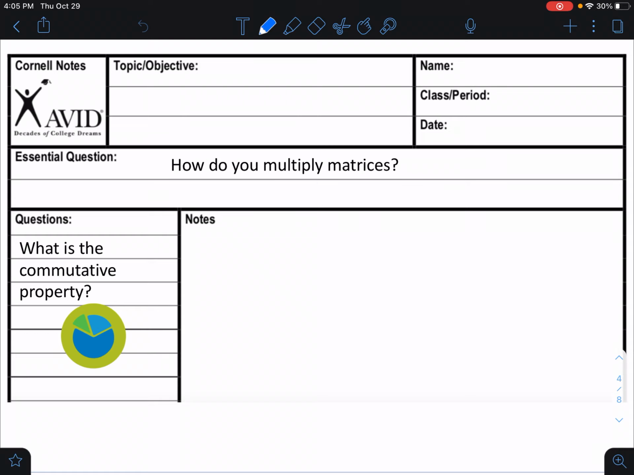So you guys know that if I take and multiply 5 times 2, we get 10. And if I flip that around, you know that you still get 10. Okay, 2 times 5 is 10. This is the commutative property.